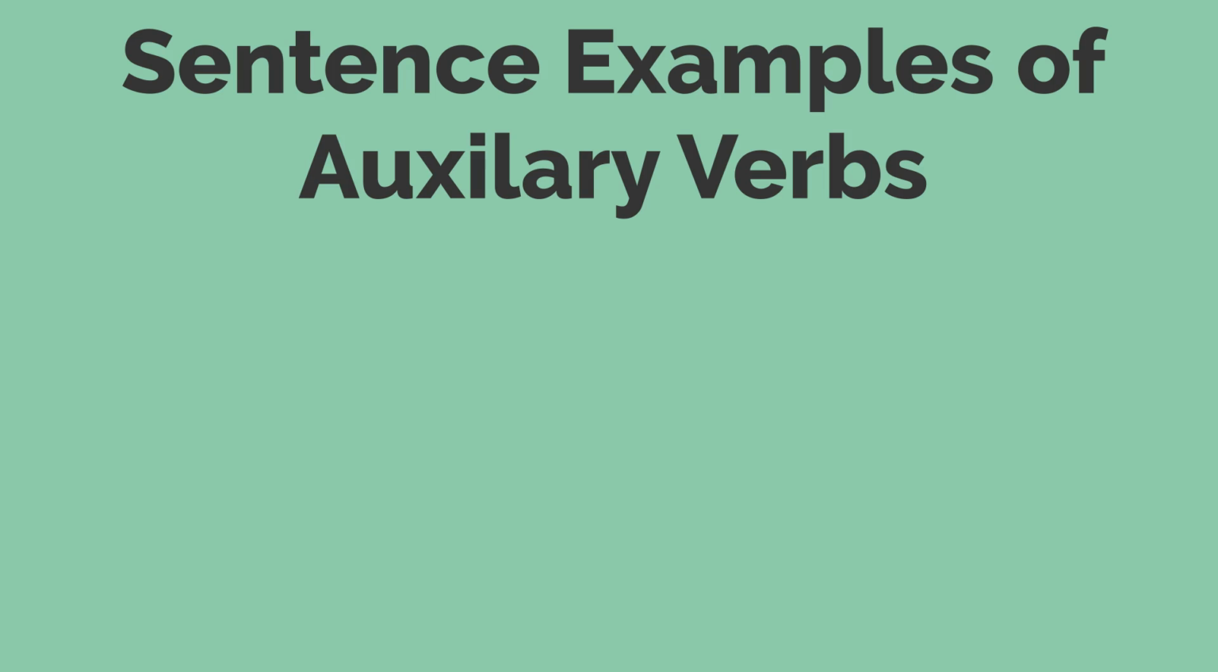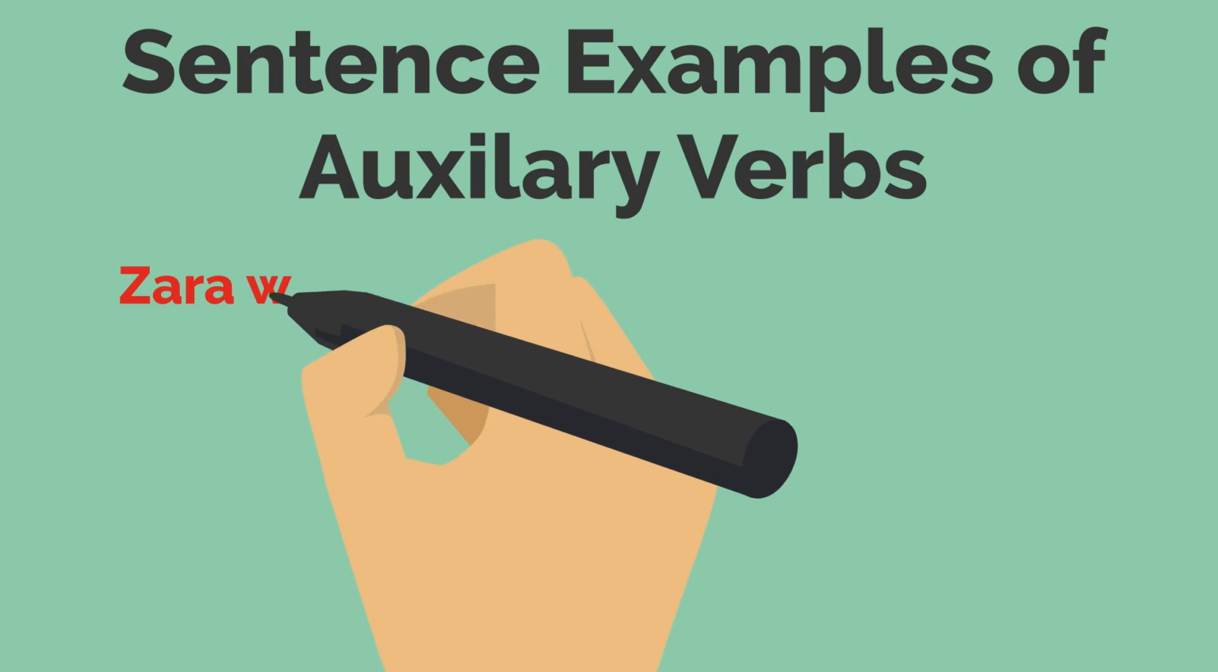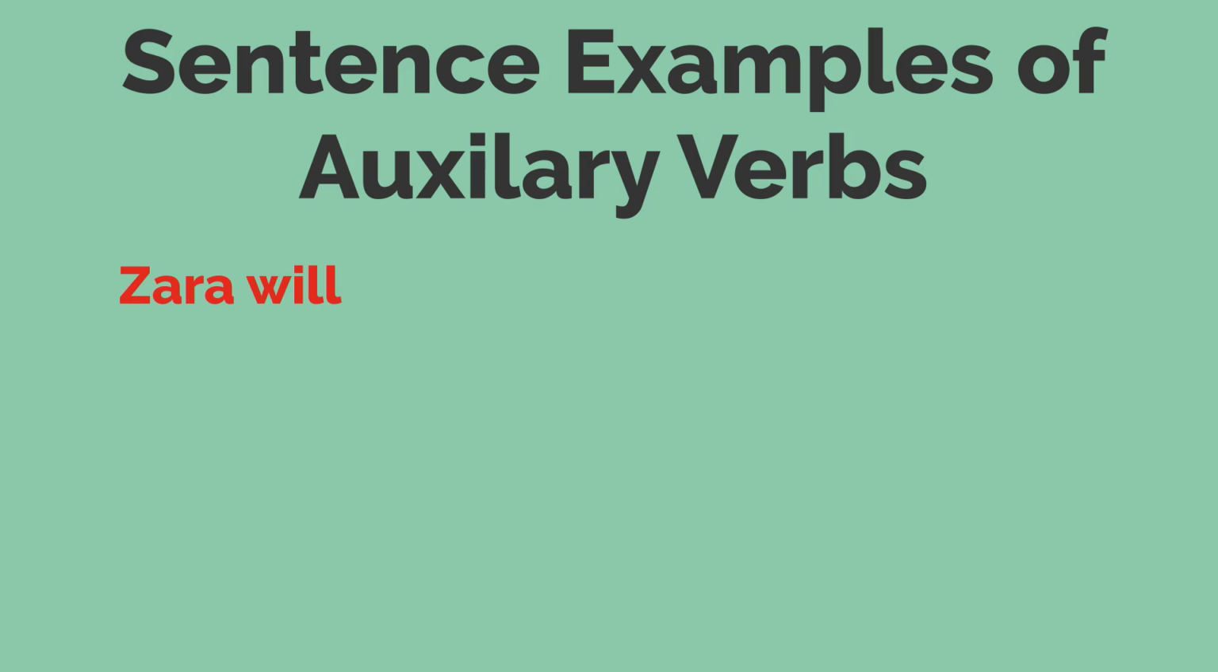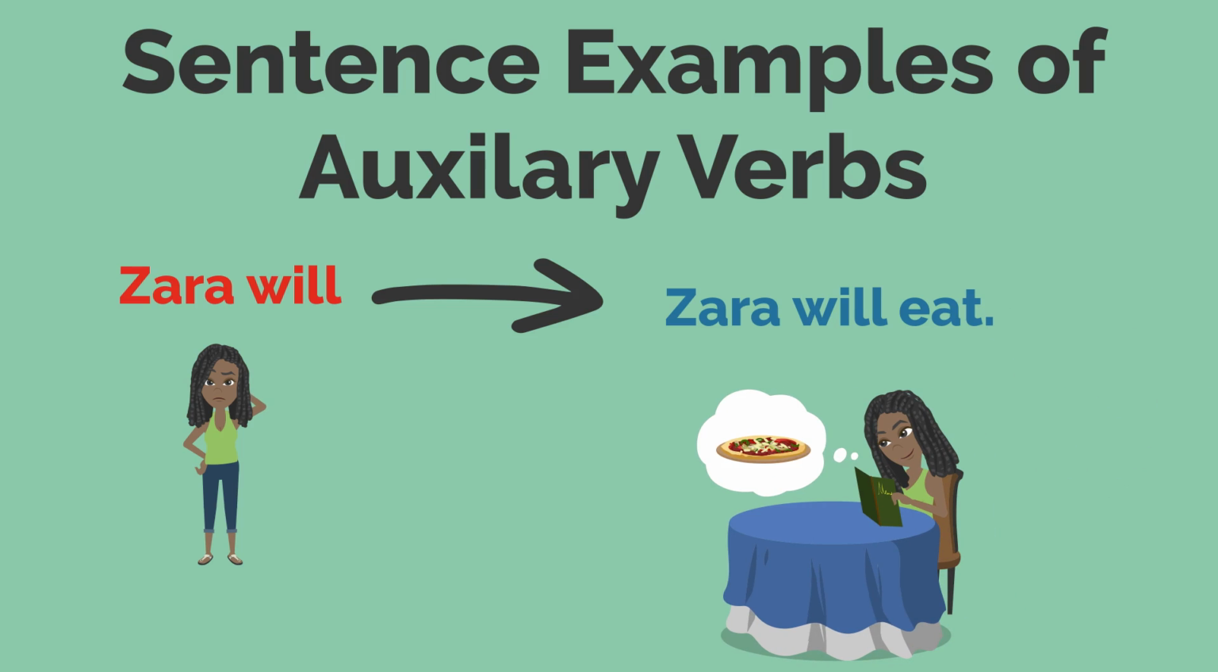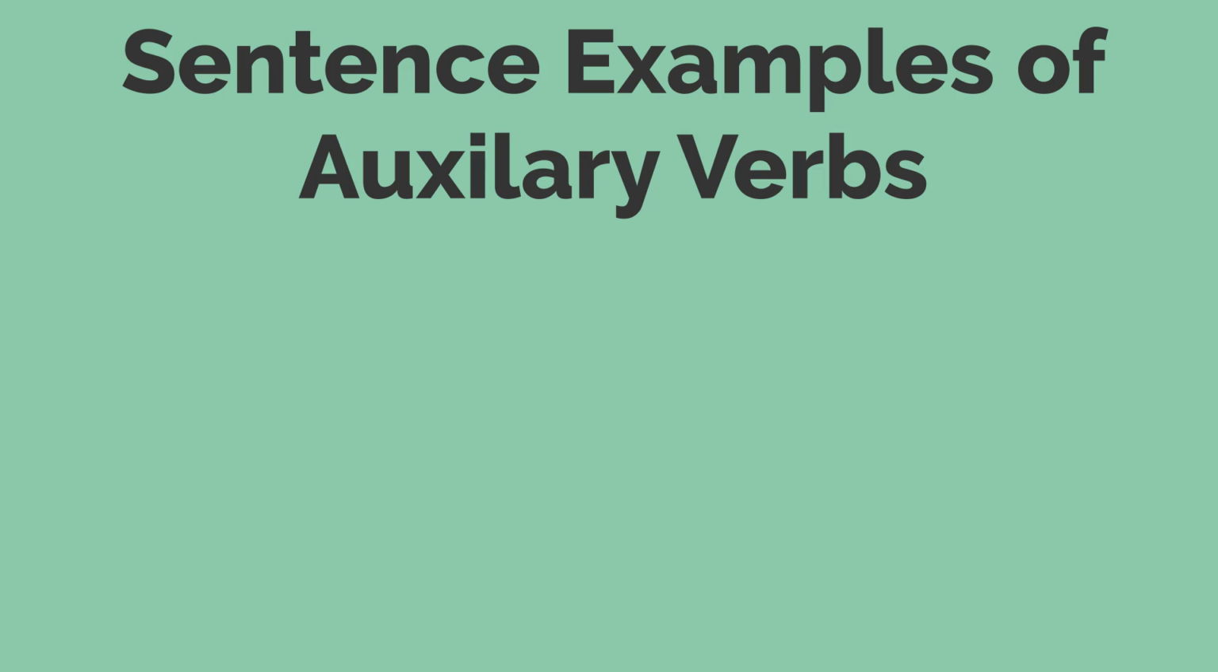Let's look at another example. Zara will. This sentence does not give us any information about Zara. Let's complete it. Zara will eat. Now the sentence is complete. In this sentence will is the helping verb that is used with the main verb. That is eat.